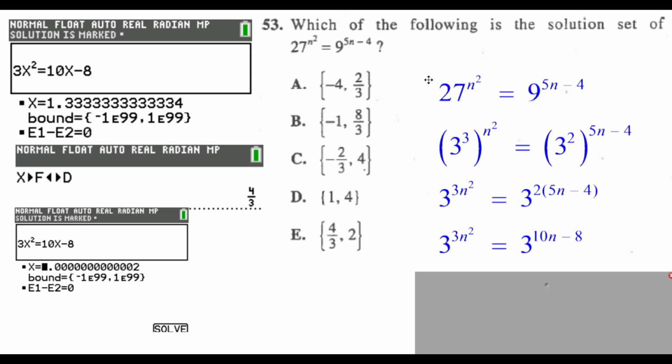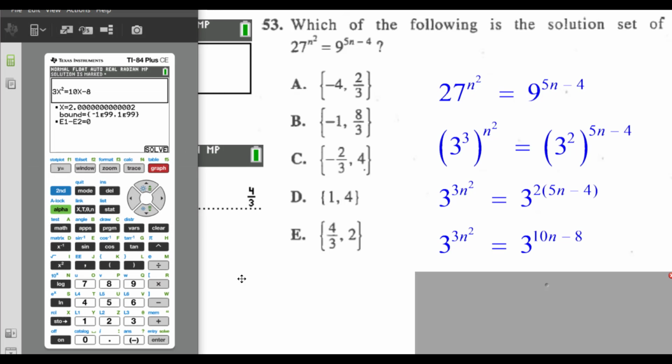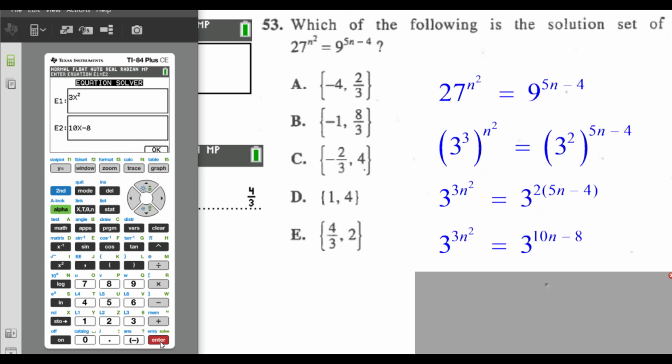By the way, I could have also typed this in as well. Okay. Did I do that on the next one? I don't know. Let me just go ahead and try that. So again, math, up to numeric solver. Now this time it's going to be 3 to that power. Okay. And I'm not really good with editing it. So let's go 3 raised to the 3x squared power. And down here, this will be 3 raised to the 10x minus 8 power.